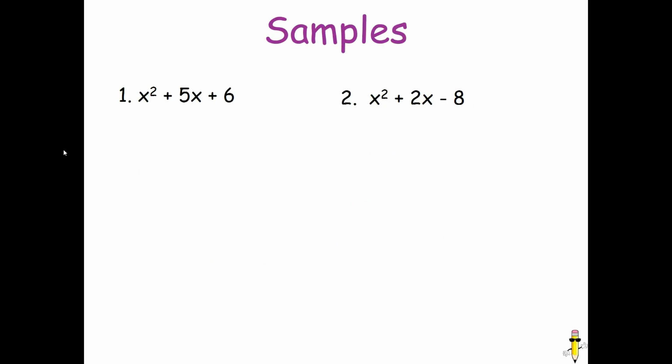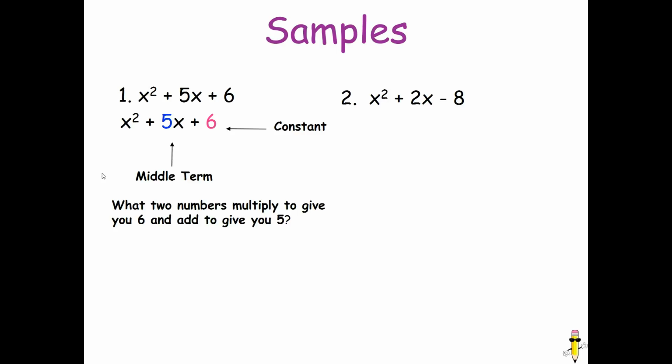Alright, so we're going to do this one together. The first thing that we need to do is identify what terms are what. So the middle term is going to be 5, and our constant is going to be 6. So I'm looking for something that if I multiply it together, I get 6, but if I add it, I get 5. So go ahead and take a moment to think about that.